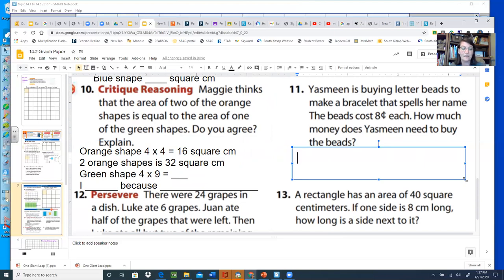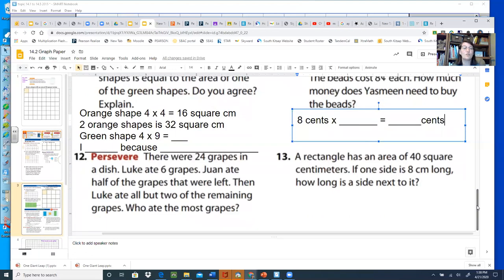So I have 8 cents times equals, you have to figure that out. Now in this spot, you want to count up how many letters she has in her name. So 1, 2, 3, 4, 5, 6, 7. Did I count that right? Yep, 7. So you're gonna put a 7 there. And then I'm going to write cents. Then you have to multiply it and figure out how many cents that would be.